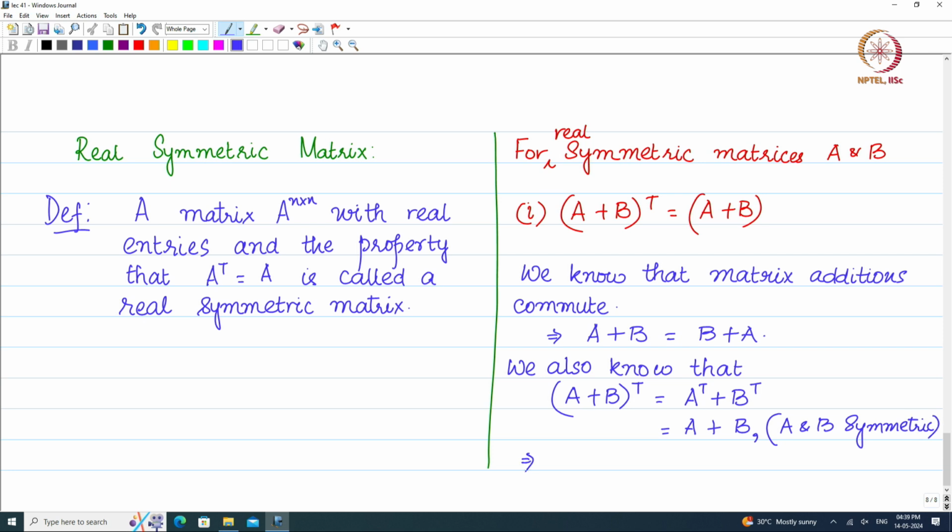So what do we get? We get that A plus B, the whole transpose, is equal to A plus B, which means what have we proved? We proved that the sum of symmetric matrices is yet another symmetric matrix.